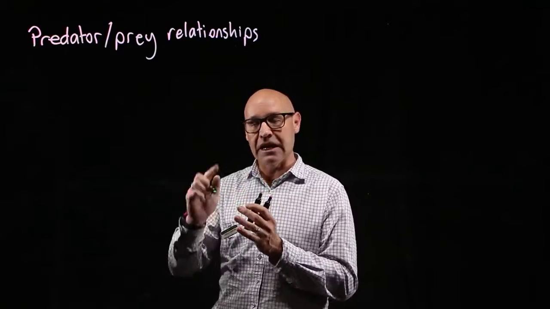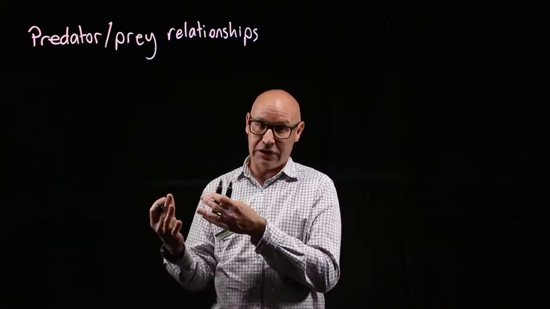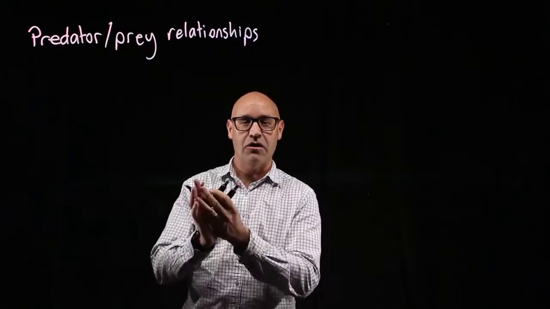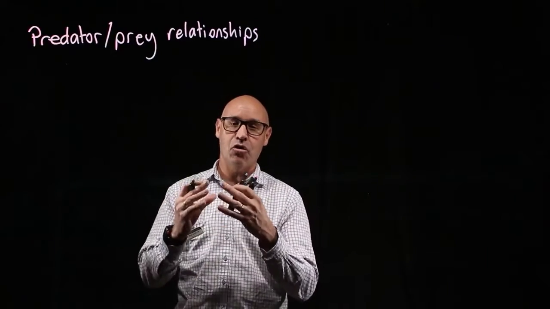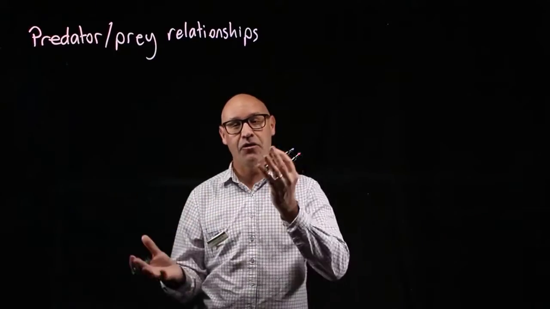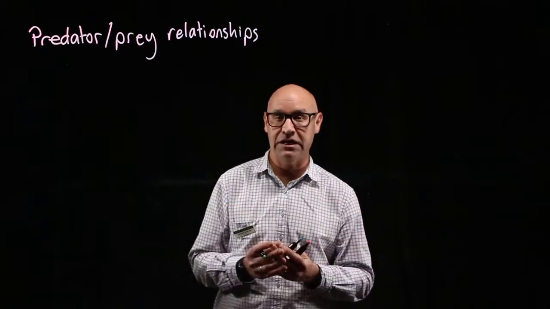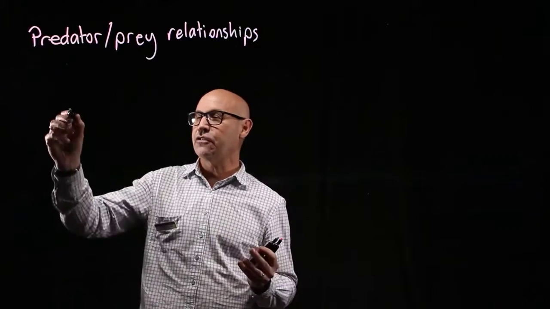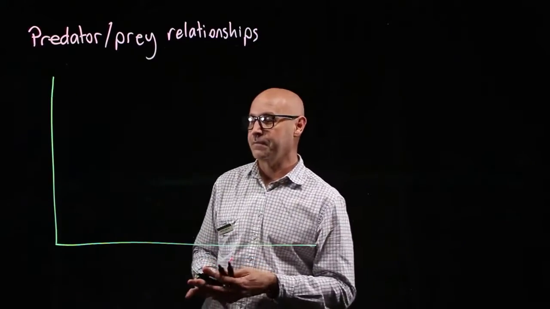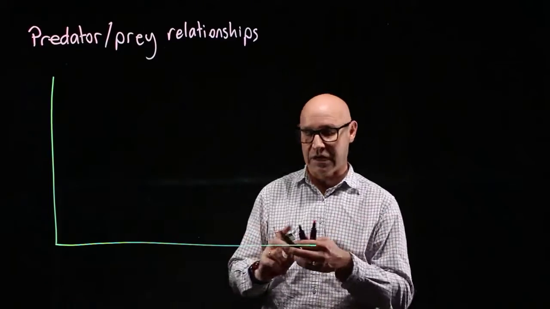So we're not interested in individual predators and prey. We're interested in the population of a species, so the number of organisms of a particular species in any area, and how those populations are dependent on each other. So I'm going to show you how to do that in a graph, a population graph, a predator-prey graph.